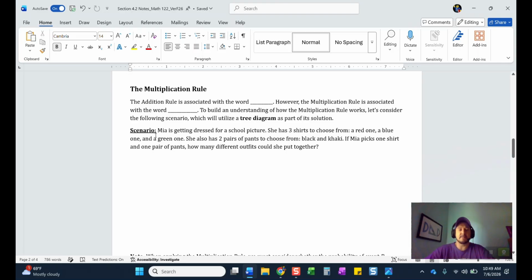So I had Claude create an example to do with basically just counting. So here's a sample. Mia is getting dressed for a school picture. She has 3 shirts to choose from, a red one, a blue one, and a green one. She also has 2 pairs of pants to choose from, black and khaki. If Mia picks 1 shirt and 1 pair of pants, how many different outfits could she put together?